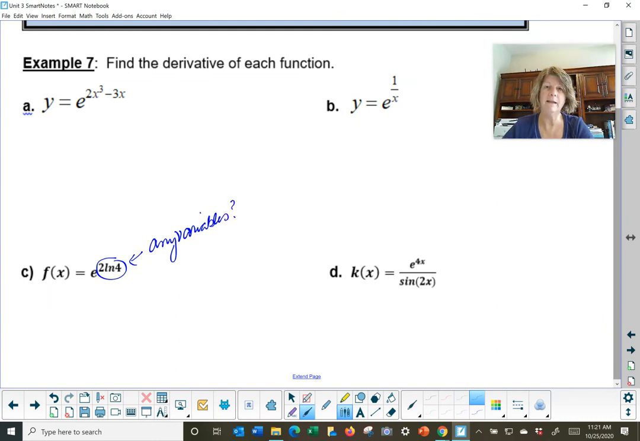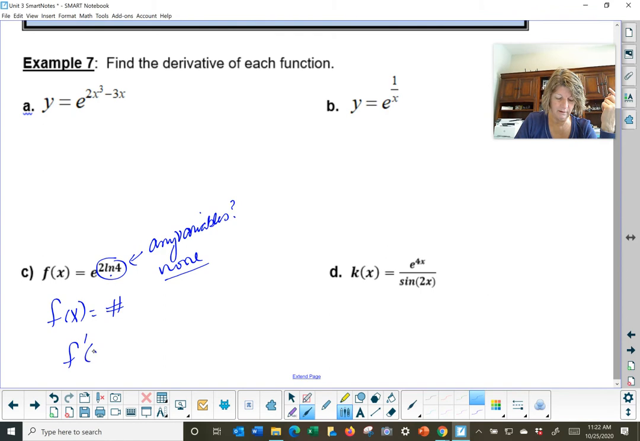I'm giving you time to write that down. I see none, right? No variables. So that really is just a number, isn't it? This is f of x equals some number. And the derivative of a number is 0. All right, game over on that one.